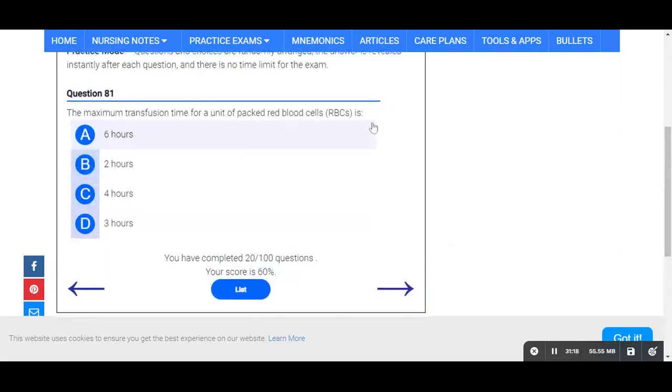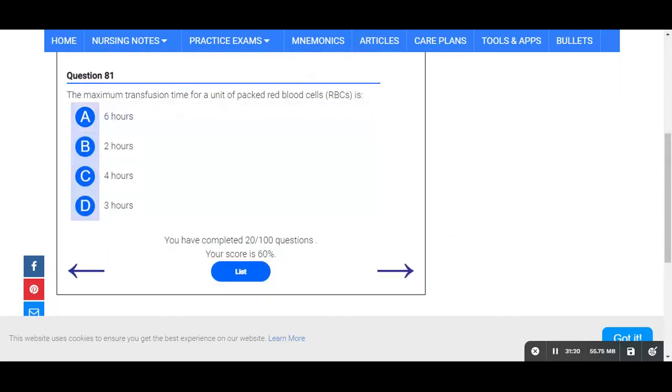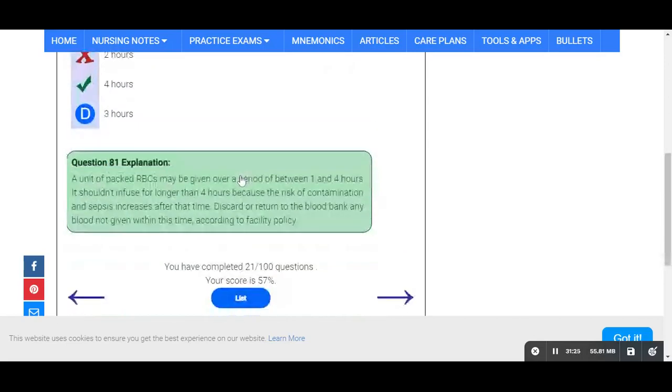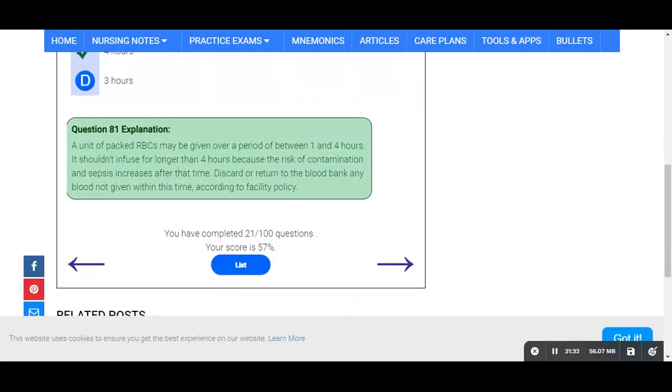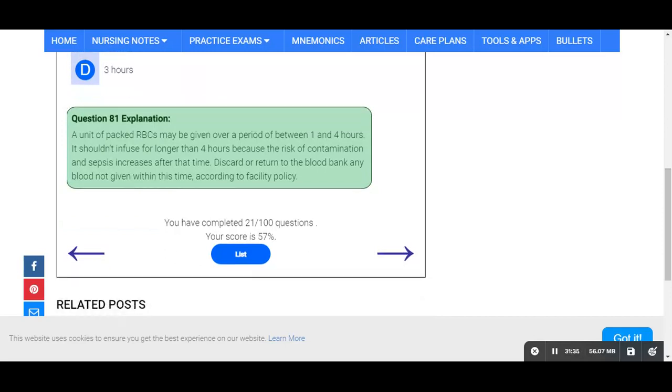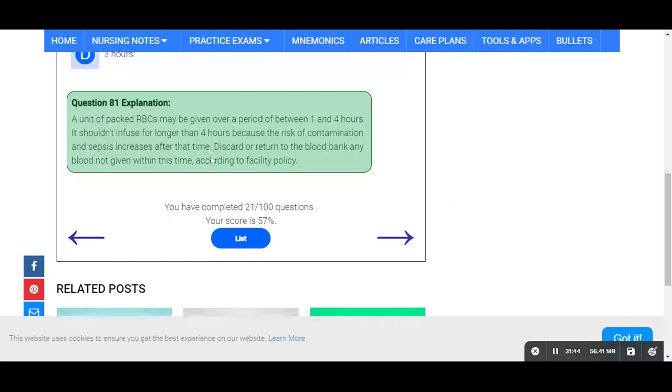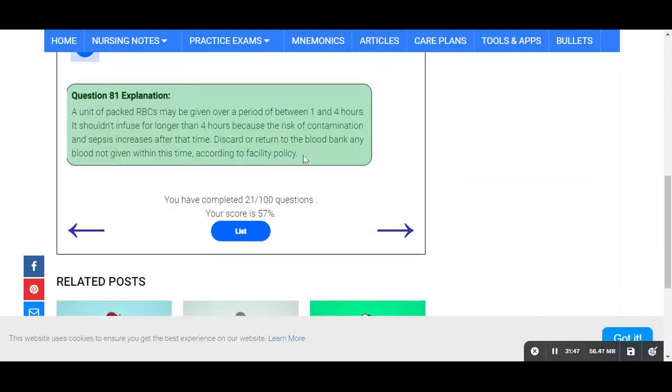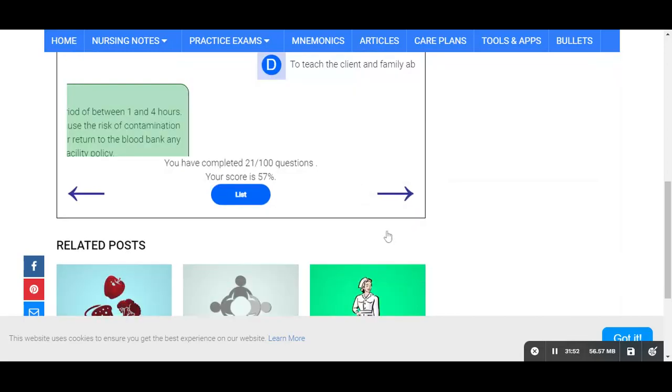Okay. Next question, 81. The maximum transfusion time for a unit of packed red blood cells is, let's try 2 hours. Oh, 4 hours. Oh my goodness. Yeah, right. I remember. It's so fresh in our memory. This is one of the last topics we've discussed in nursing school before the semester ended. A unit of packed RBC may be given over a period of between 1 and 4 hours. It should not infuse for longer than 4 hours because the risk of contamination and sepsis increases after that time. Discard or return to the blood bank any blood not given within this time according to facility policy.